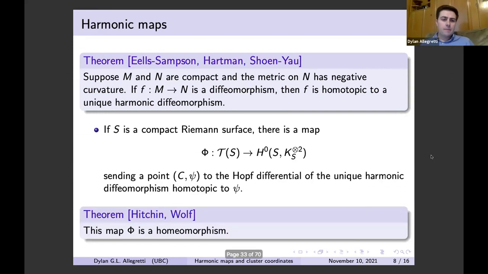And it is a theorem proved independently by Hitchin and Wolf that this map psi, or excuse me, phi, is actually a homeomorphism. So you could think of this as saying that the map is providing a parametrization of the Teichmüller space by holomorphic quadratic differentials. And so this is the result that I would like to generalize in this talk. And the way I want to generalize is as follows.